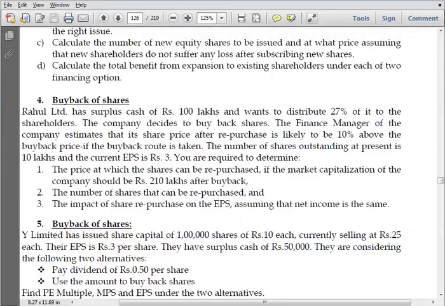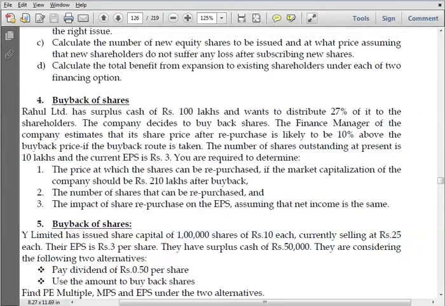Any doubts till now? The only change here is, they are saying that after the buyback is done, the price will be 10% above the buyback price. So if your buyback price is X, the post buyback price is 1.1x. In the earlier scenario, the issue price and post issue price were the same. Here the buyback price will be X and post buyback the price will be 1.1x. Clear? Any doubts in this?